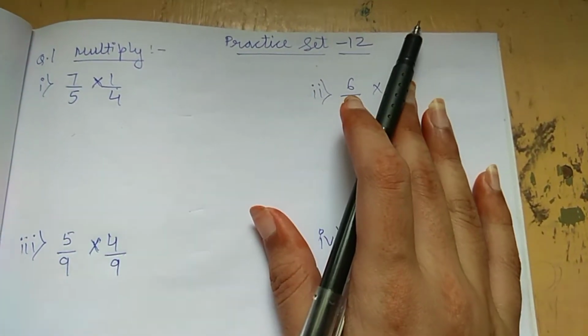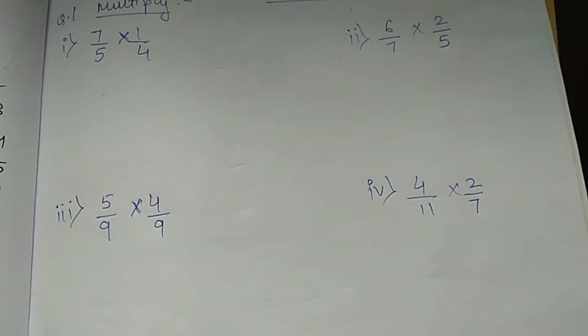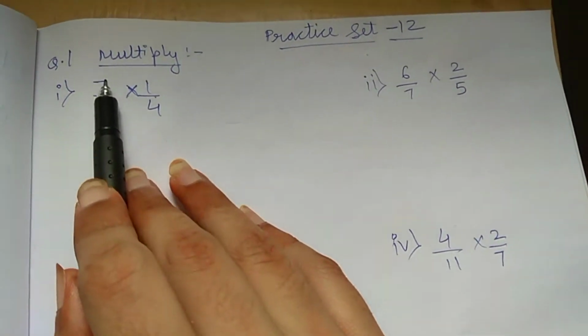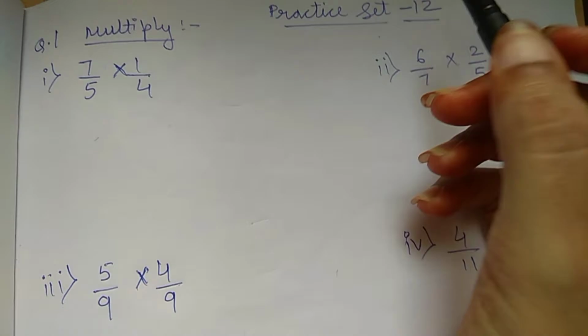Practice set 12 deals with multiplication of fractions. So let us start. Very easy. We have to first check whether the numerator and denominator can be reduced or not.